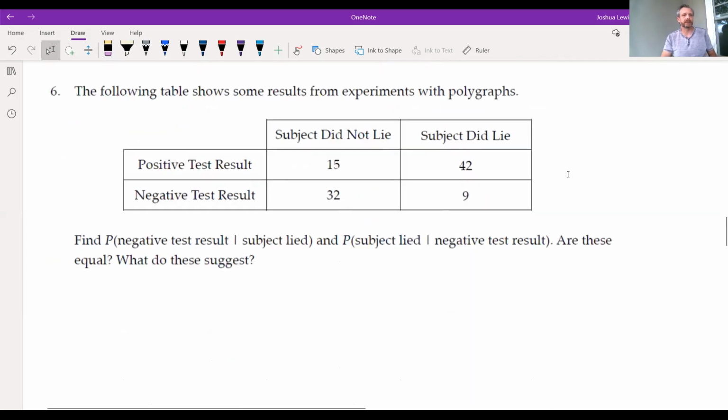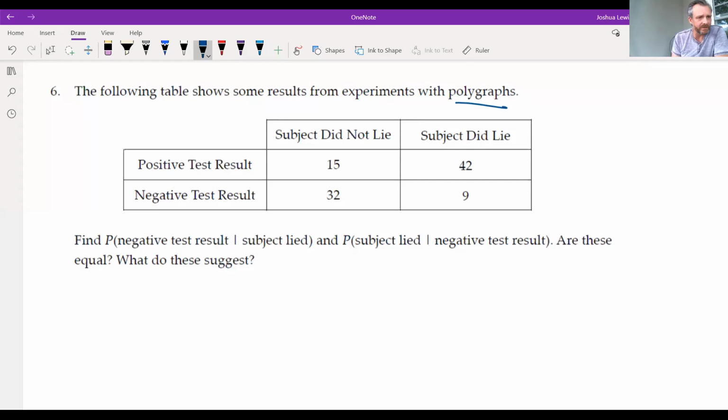All right. Number 6. All right. So here we have results from a polygraph test. And as you probably know, they're not admissible in court. There's a reason for it. We're about to find out.